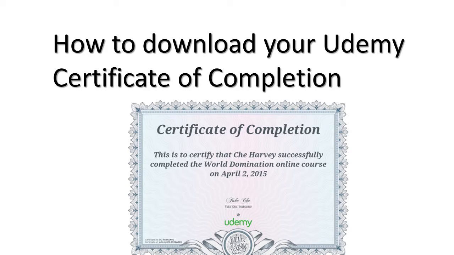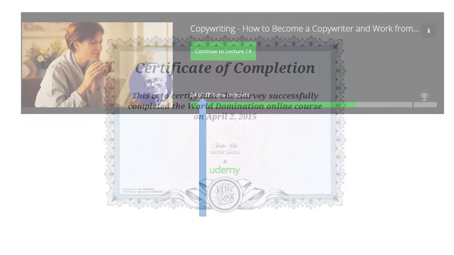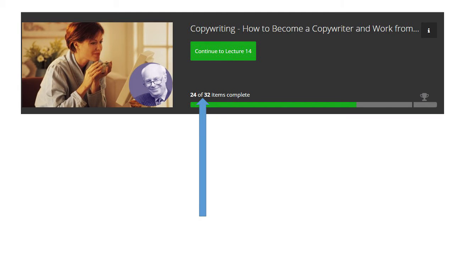Okay, most Udemy courses offer a certificate of completion. It looks like this. The system automatically keeps track of how many lessons you've completed, and you can check your progress on the main course screen. In this example, the student has completed 24 of 32 items.